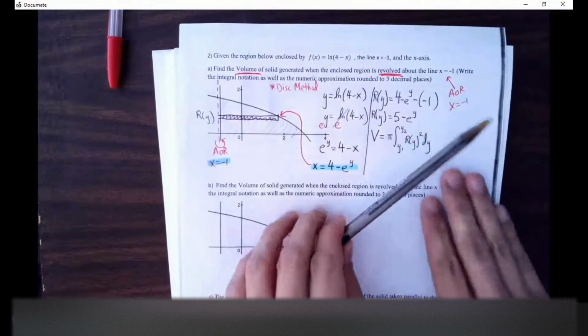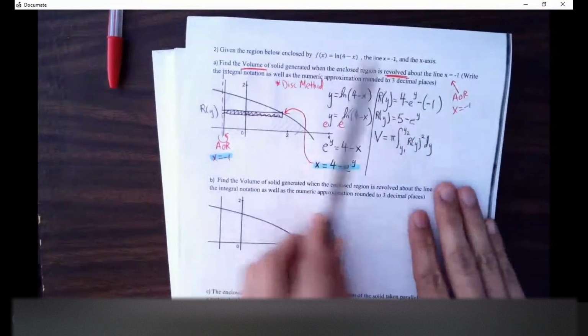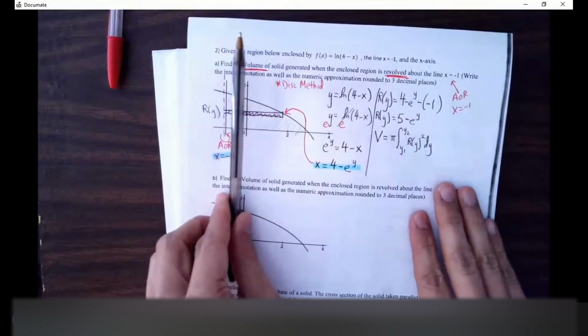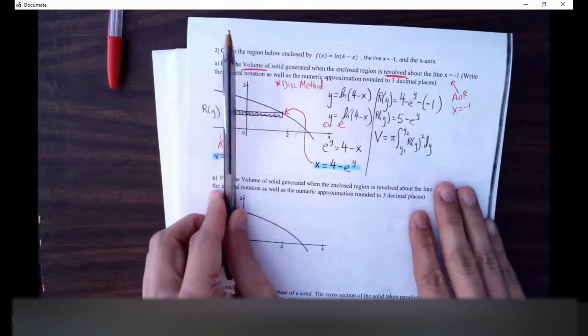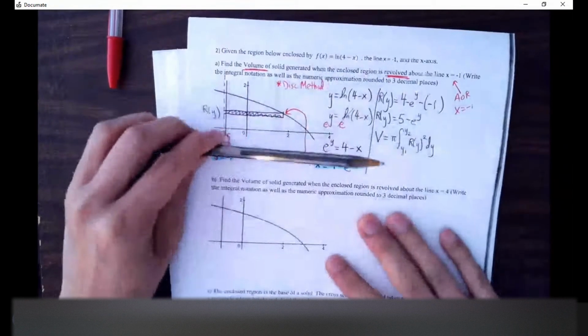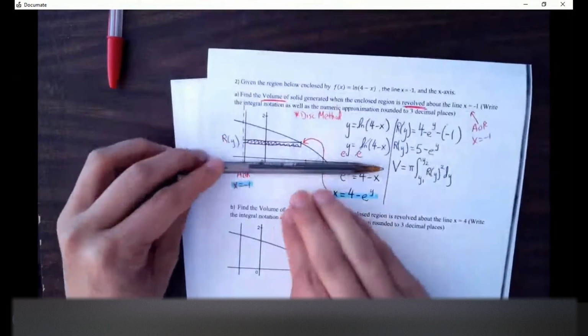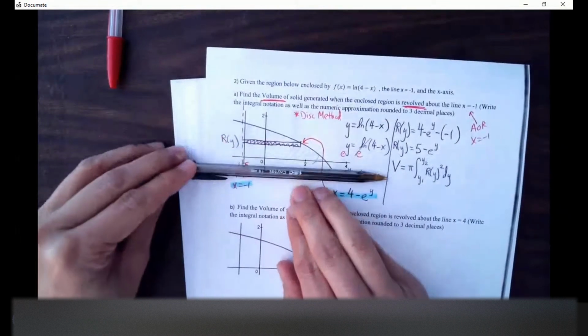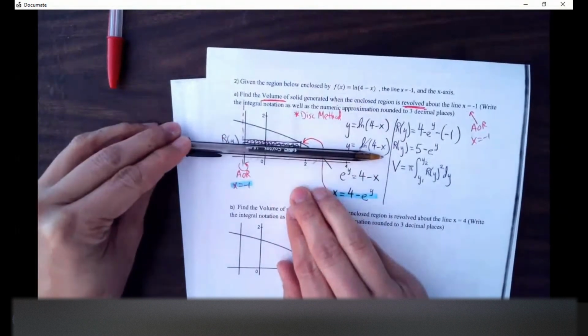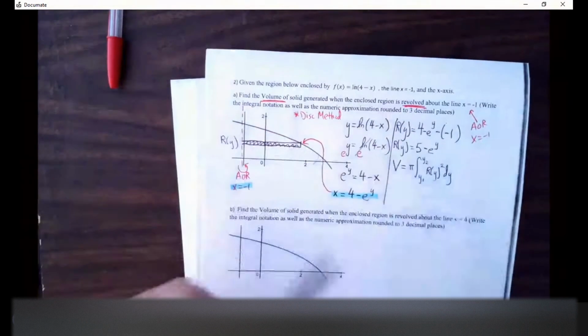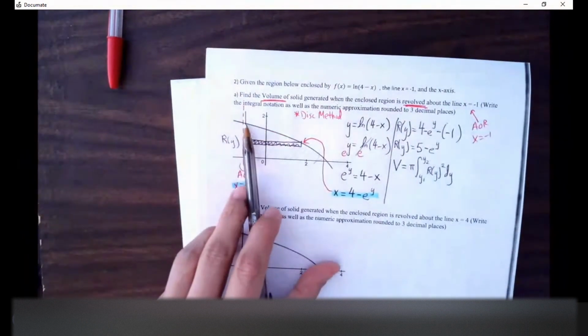We have to change the way that we think about bounds. We're not stacking these disks from left to right. We're stacking them horizontally from the lowest to the highest y value. So the lowest y value, that's easy to spot, right? That's just going to be that x-axis, which is y equals 0. But the highest y value is going to be related to this intersection, right?